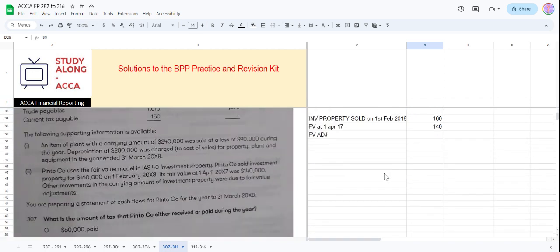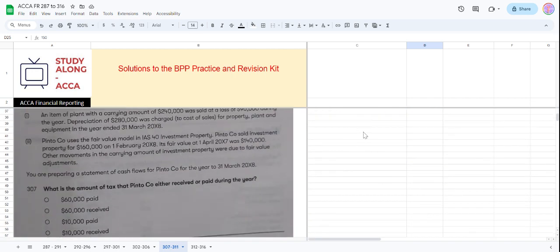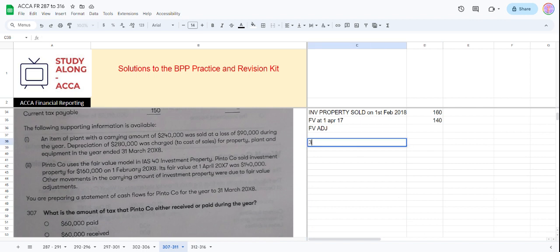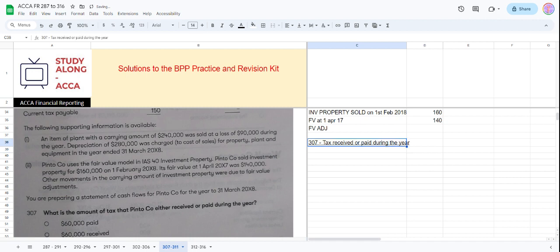So now let's see what is the ask. So question number 307. What is the amount of tax received or paid during the year? So how can we calculate that?